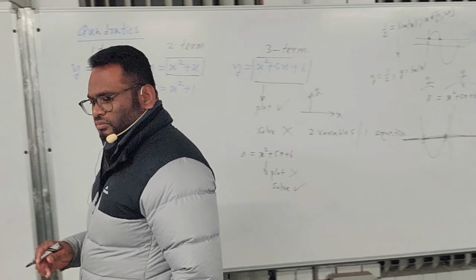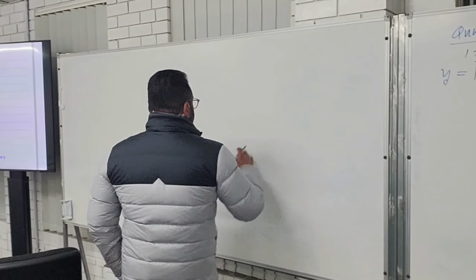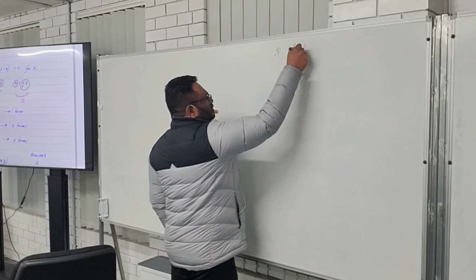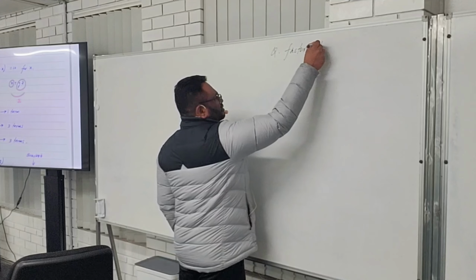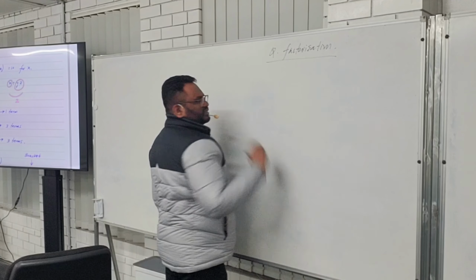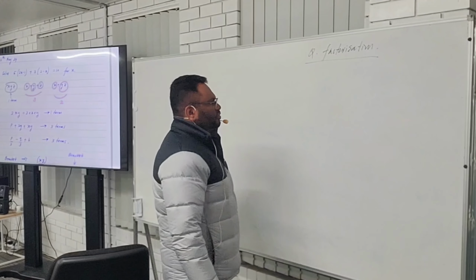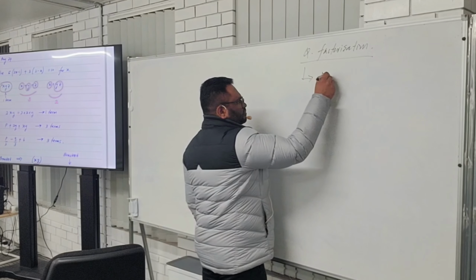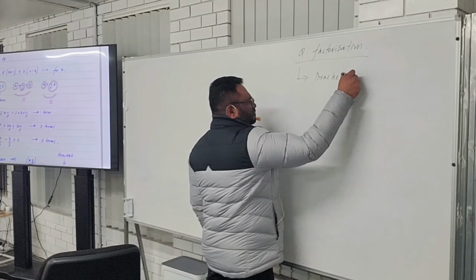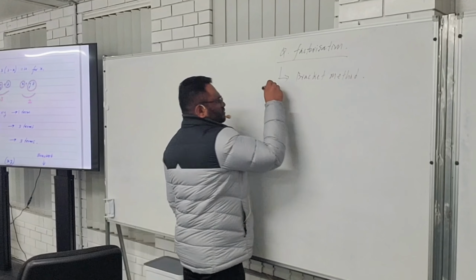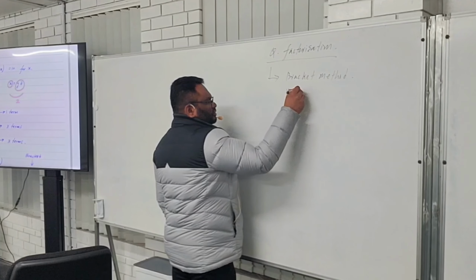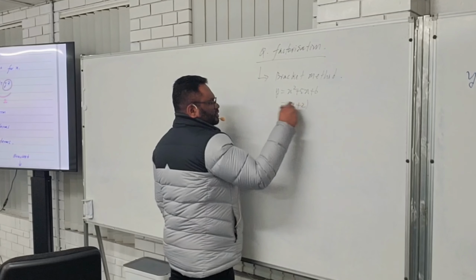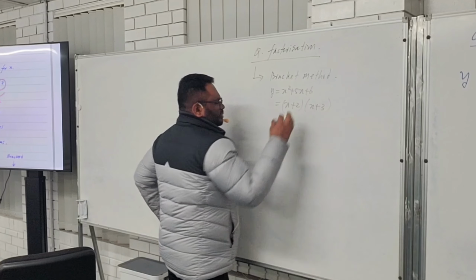Okay. Now, quadratic factorization. Quadratic factorization you divide into two pieces. One is the bracket method. Bracket method means if you have y is equal to x squared plus 5x plus 6, you write this as x plus 2, x plus 3. This is the bracket method.